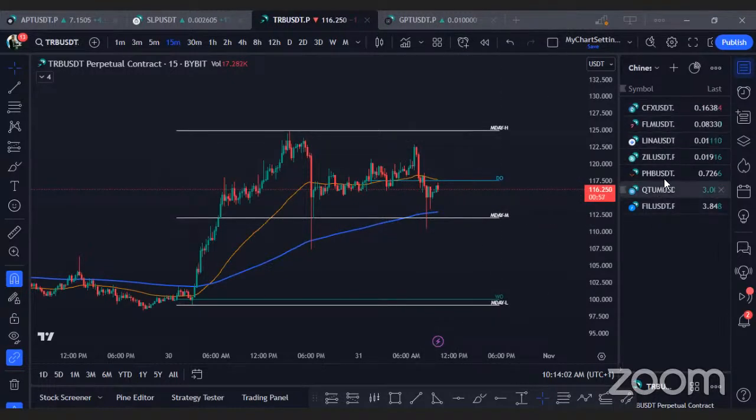I think PHB is AI related stuff. So any of these projects you find that you're in love with, you can buy their token.